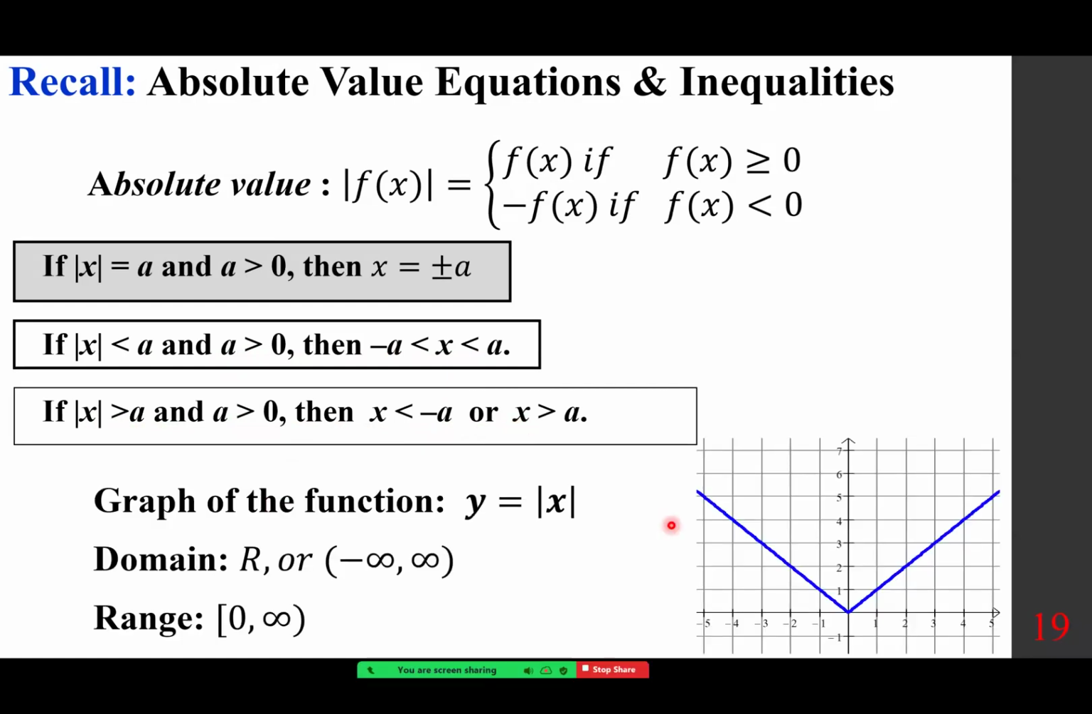The graph of the function y equals absolute value of x is a V shape. The domain is all real numbers, minus infinity to positive infinity, and the range is 0 to infinity. So again, this is reminding you of something we went over previously, but with perhaps a little bit more details here.